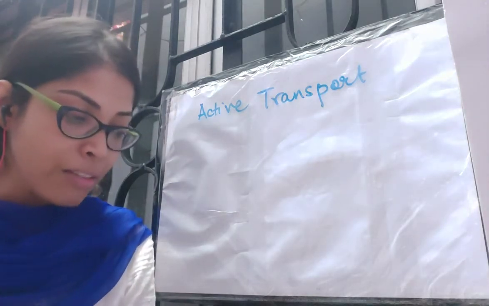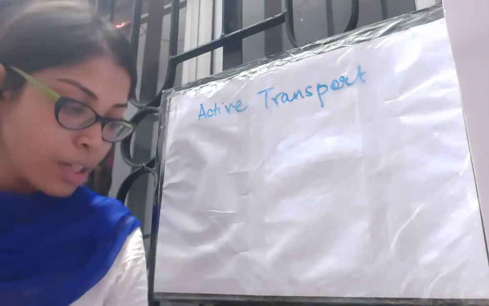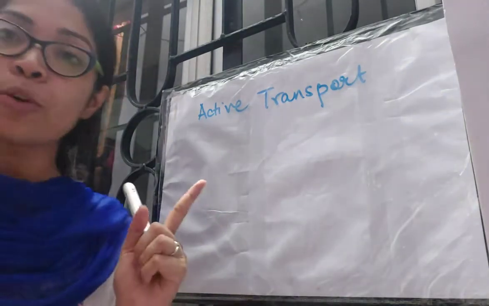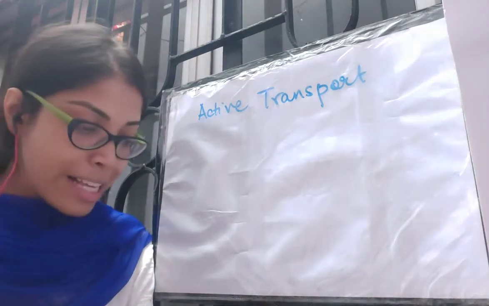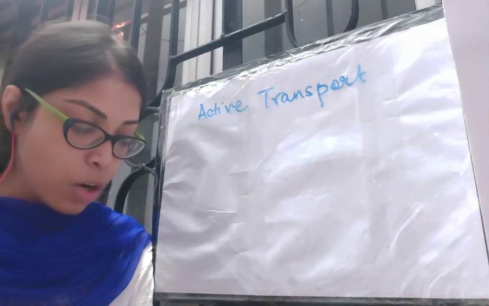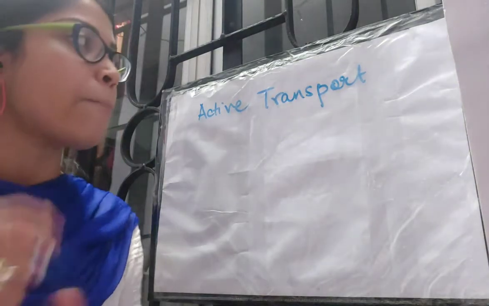Okay, now we are done with what is the need of active transport and what is the definition of active transport. Now let's talk about how active transport takes place. Okay, since active transport occurs against the concentration gradient, the carrier proteins involved in it are also called pumps.